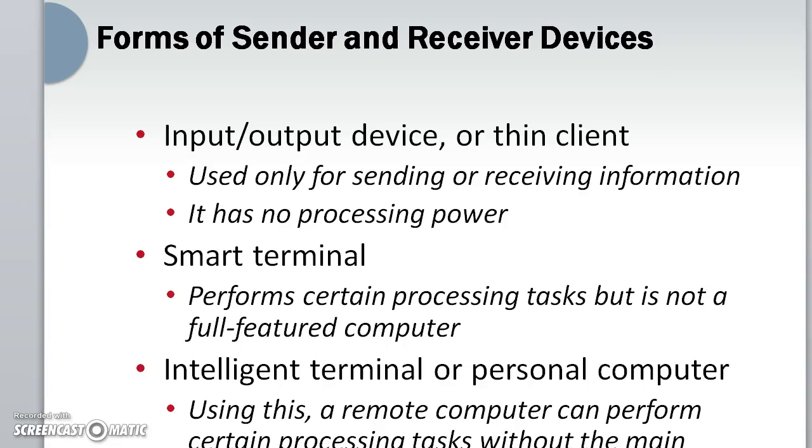Let's look at the various forms of sender and receiver device. Input-output device, or what we call the thin client, is used only for sending or receiving information, and it has no processing power. A smart terminal actually performs certain processing tasks, but is not a full-featured computer. This device can also be used in a lot of factory floors and assembly lines to collect data and transmit it to the main computer system.